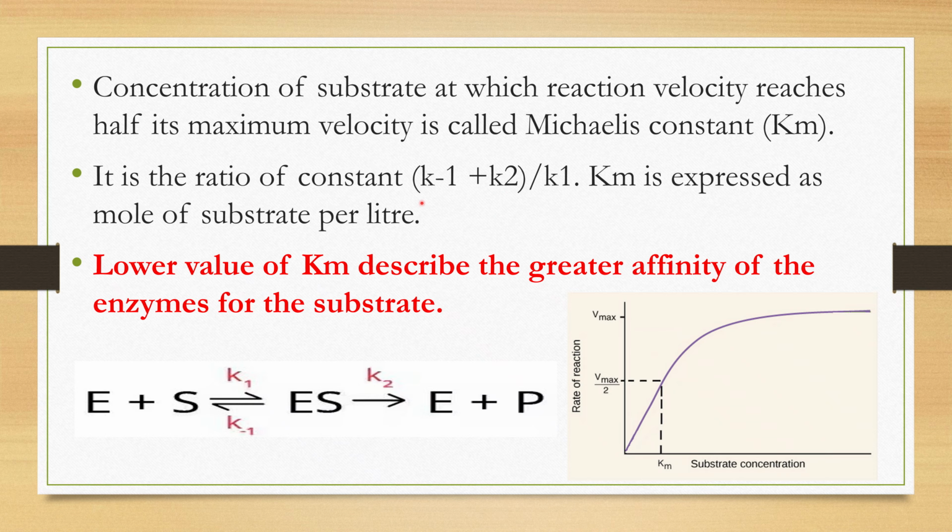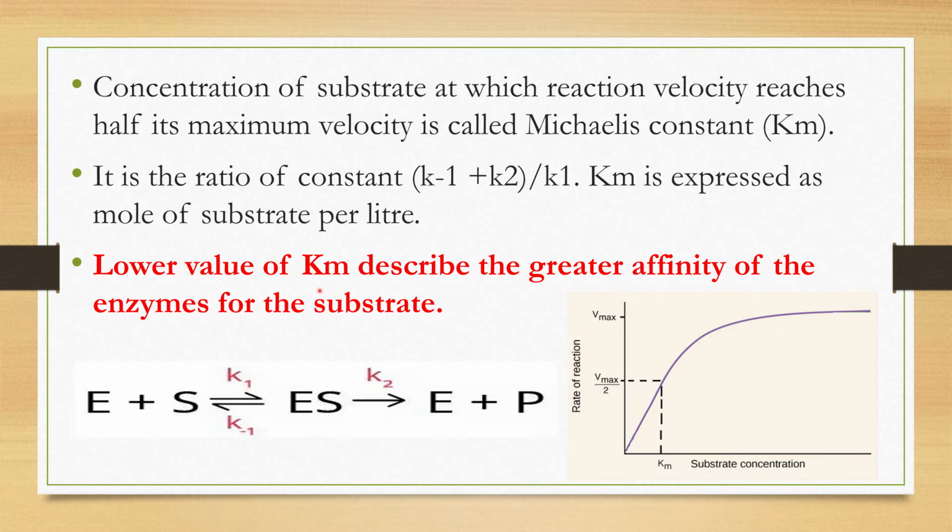K minus 1 is the rate constant for the dissociation of enzyme substrate complex to enzyme and substrate. K2 is the rate constant for the dissociation of enzyme substrate complex to enzyme and product. K1 is the rate constant for the formation of enzyme substrate complex from enzyme and substrate. Now Km is expressed in moles of substrate per liter.